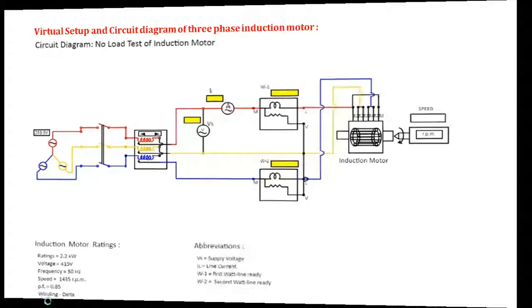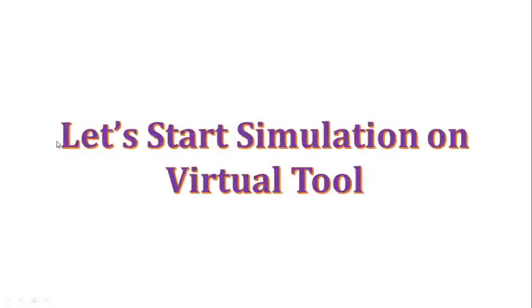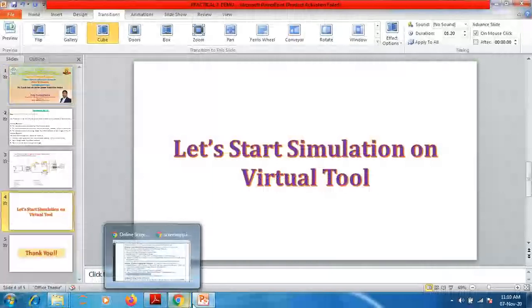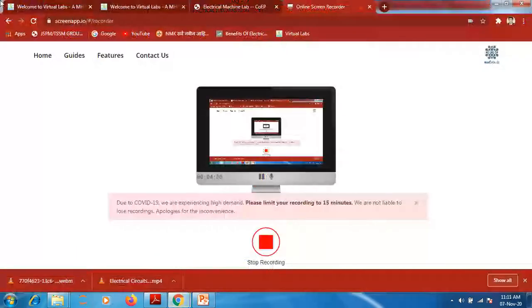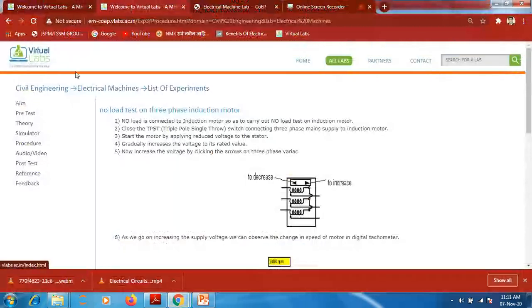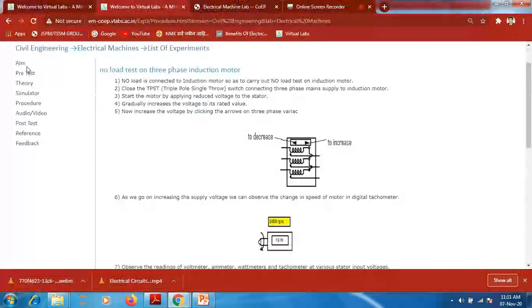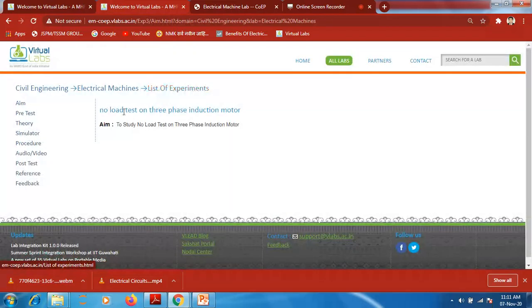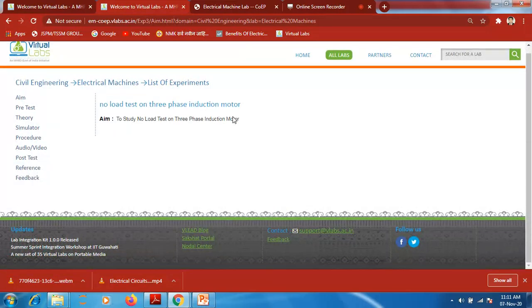So students, directly we will go to the virtual tool. We are going to perform this experiment with the help of the virtual lab. So this is the virtual lab of COEP. This is the list of experiments. In that list, I have to choose the no load test on the three phase induction motor.